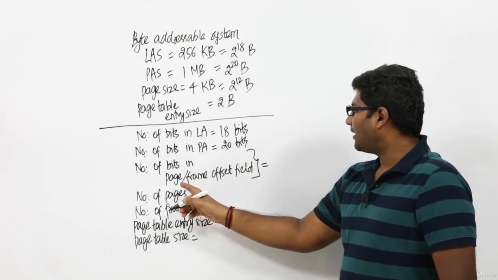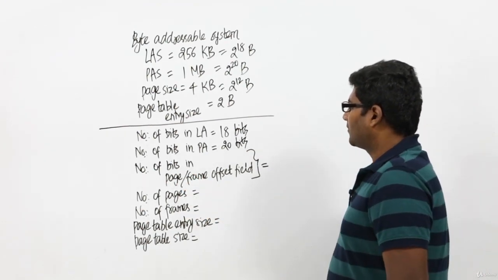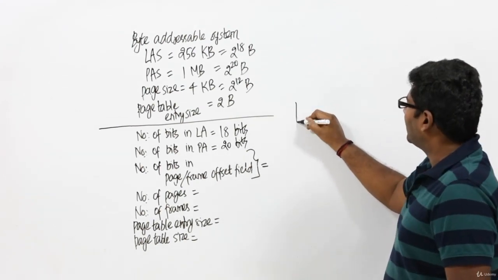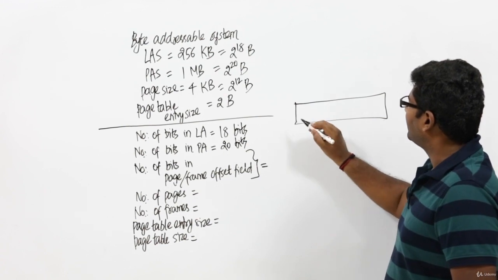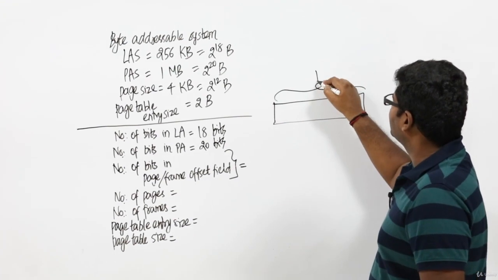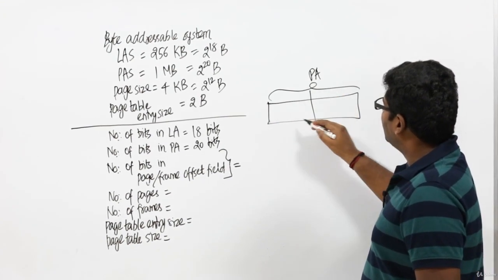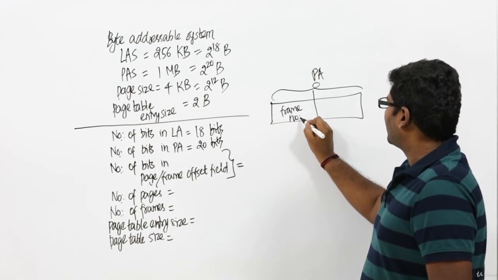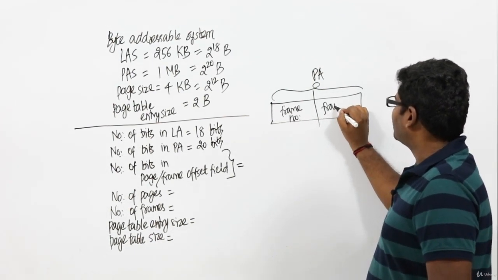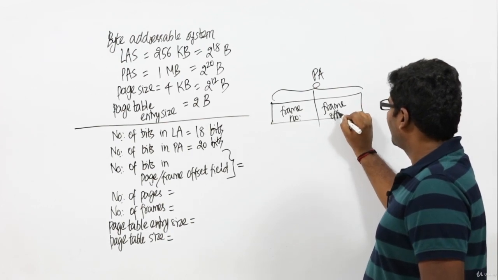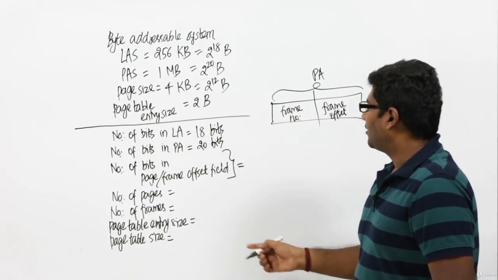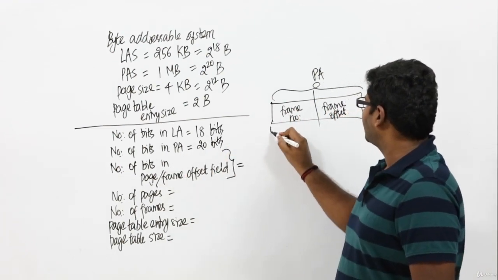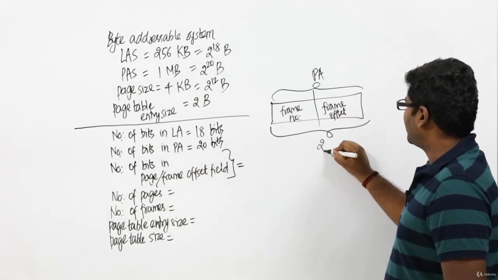Number of bits in page or frame offset field. You know what is meant by page or frame offset, right? Let us assume I'm taking the physical address. The physical address will have a frame number and a frame offset. We have calculated the physical address to be 20 bits overall.